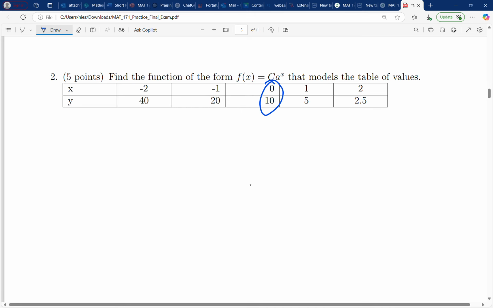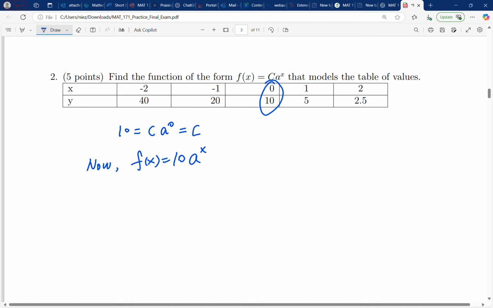Like what I said, you see 0, right? You should use this point first. Since this one gives you f, you let f of x equal 10, and x equal 0. So you get 10 equal to c times a to 0. A to 0 is what? It is 1. So it just equals c. So from this point, you can find c.